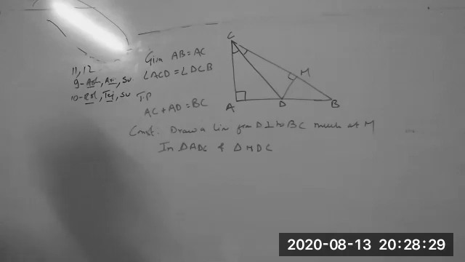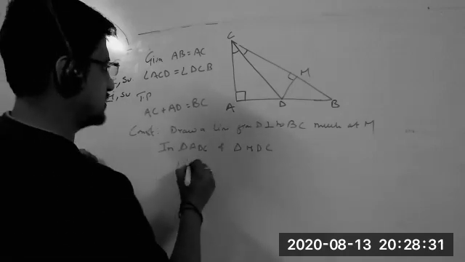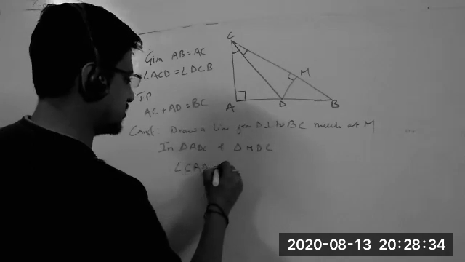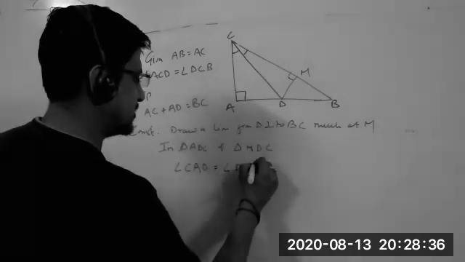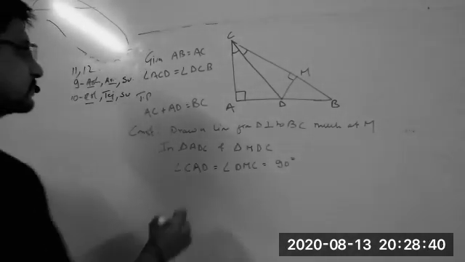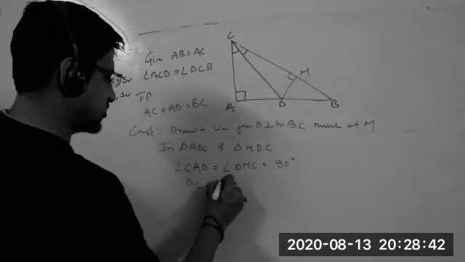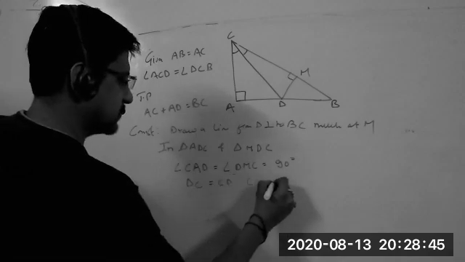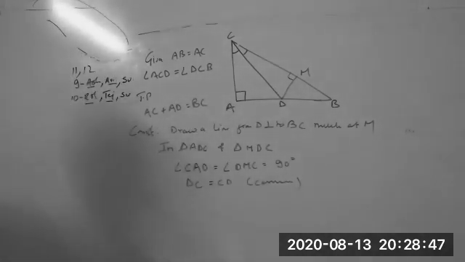Sir, angle CAD and angle DMC are equal. CAD is 90 degrees, given. Angle DMC equals 90 degrees. Okay, next. Sir, DC is equal to CD, common. Yes, DC equals CD, common. Next.